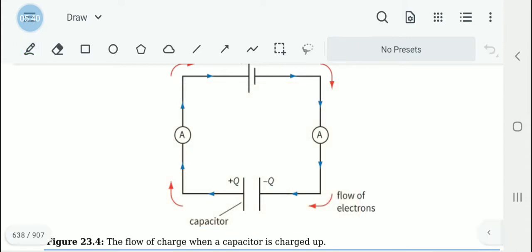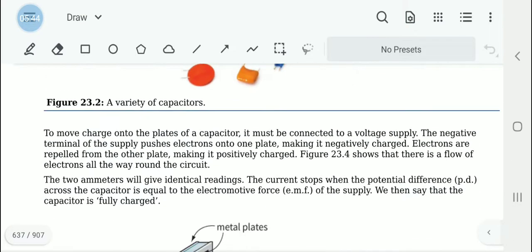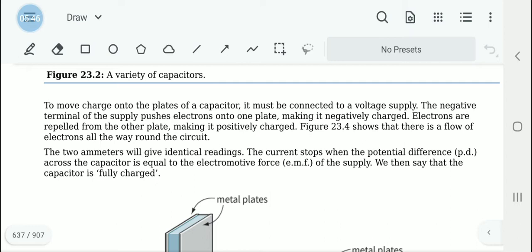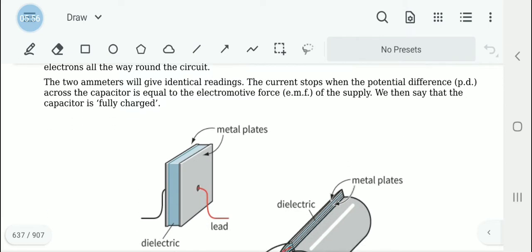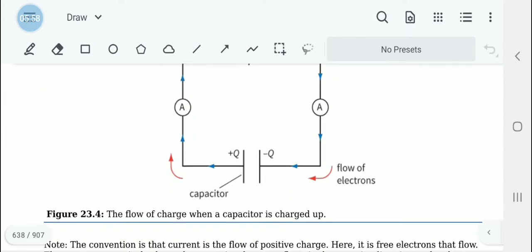This is something that you need to remember: when the EMF of the supply, the electromotive force, is equal to the potential difference across the plates, then we say that the capacitor is fully charged.